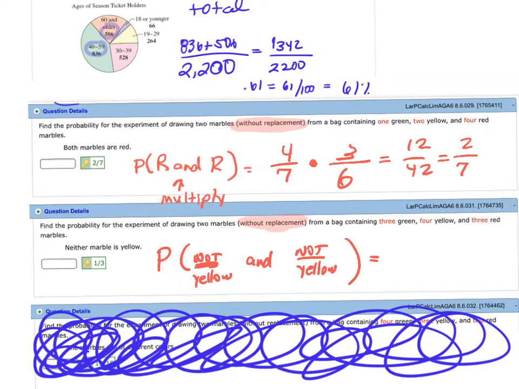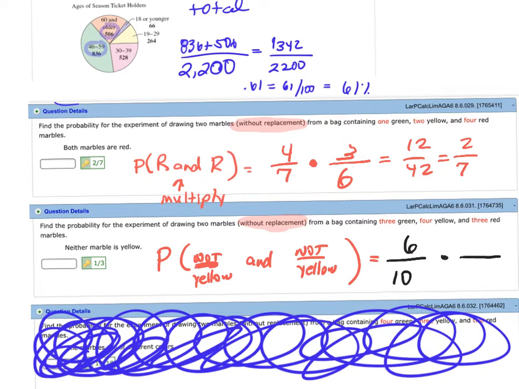Do you see how it says neither? Actually, neither marble is yellow. So I reach in. Okay, so how many marbles are in the bag? 10 marbles. What is the probability, guys? How many are not yellow? 6. 6 out of 10. Does everybody see that? So we're going to assume I reached in the bag and I got a non-yellow marble.